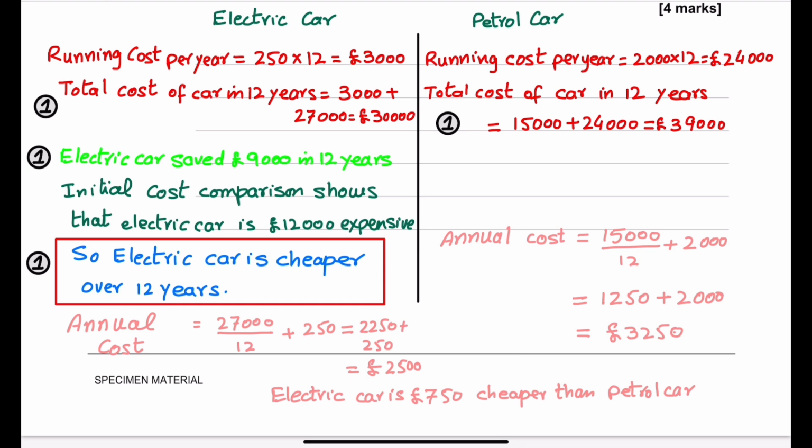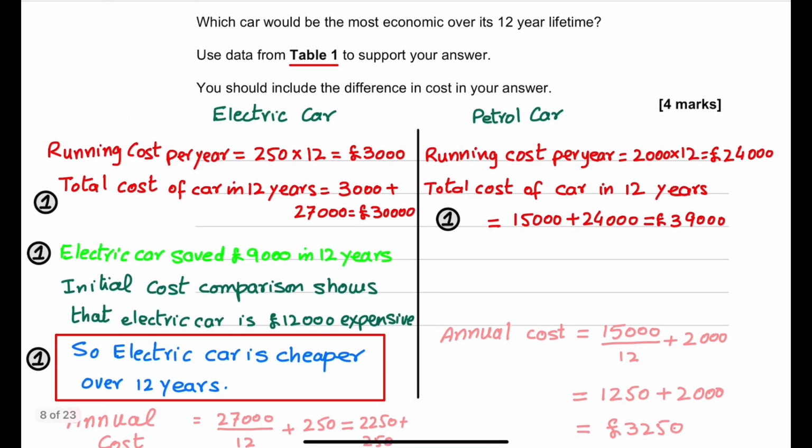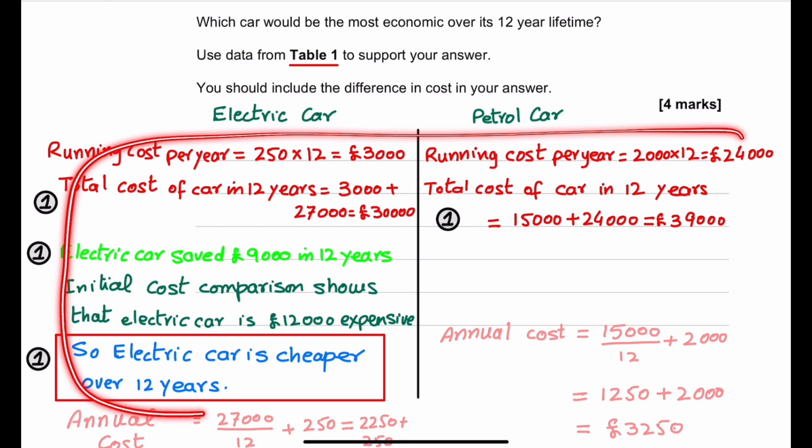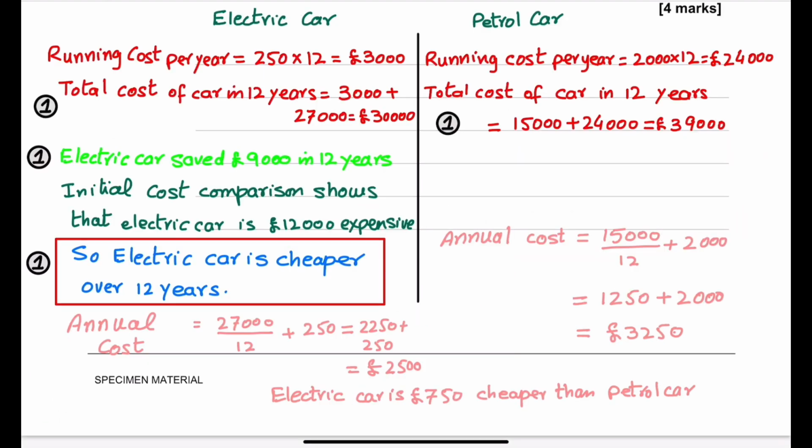Similarly, we can find it for the petrol car also. The petrol car has a cost of 15,000, so we can spread the cost over 12 years, that is 15,000 divided by 12. It is 1,250 pounds plus the running cost per year. So overall it is 3,250 pounds. So this is another method we can compare. The electric car is 750 pounds cheaper than the petrol car. But I will advise the student to take the first method which is given here, which is easier for the student, instead of using the annual method.